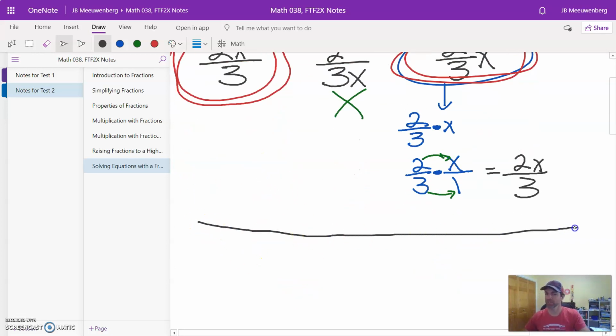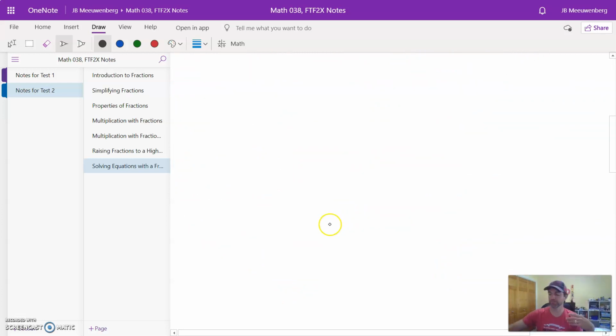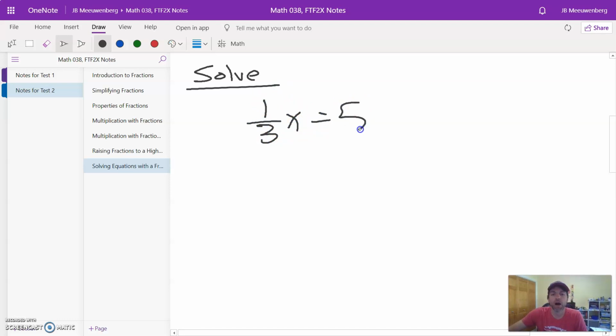Remember what a coefficient is? It's the number in front of the variable. Solve. Here's an equation. 1/3 x is equal to 5. So, solve. In your head, say it out loud. What does it mean to solve an equation? Find the value of the variable that makes the equation true. Okay. So, our goal is always to isolate the variable, to get that x by itself alone.